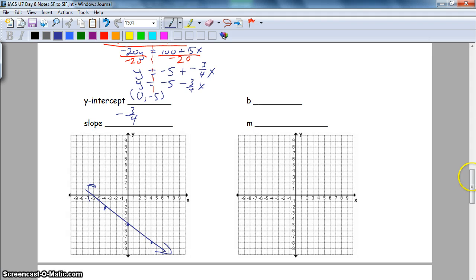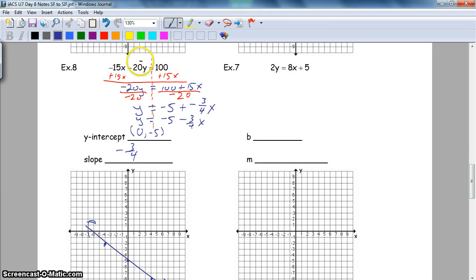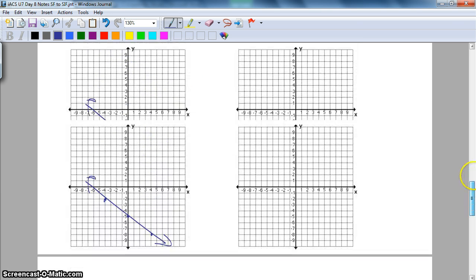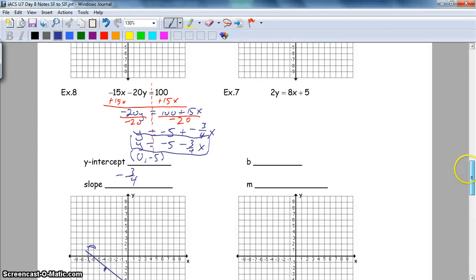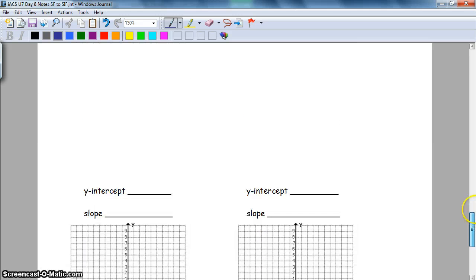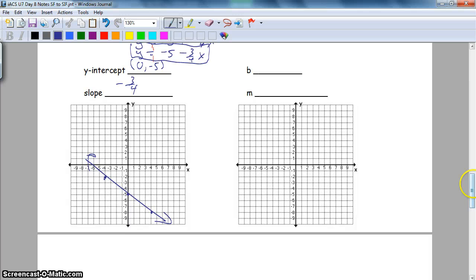Alright, so guys, solve for y, get y by itself, and then we graph just like we did yesterday. So tell you what, try 7, 9, and 10 yourselves. Apparently I numbered it wrong. I got them backwards here. So go ahead and press pause, and then we'll check back in just a moment.